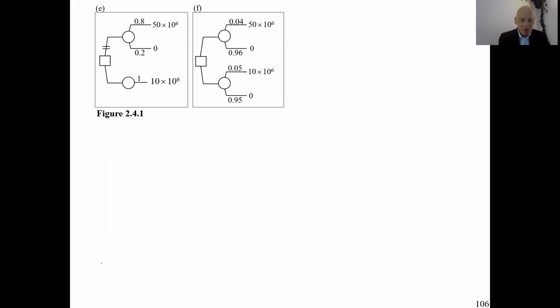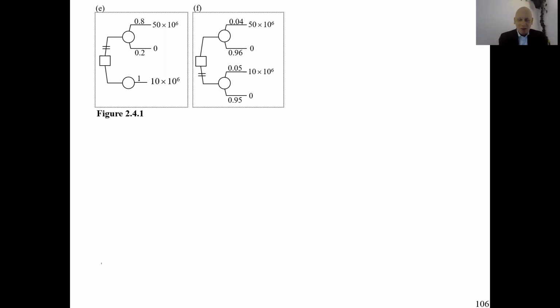So in the left figure E, the lower prospect is preferred. People rather have the 10 million for sure. Figure F, the upper prospect is preferred. That's how the majority preferences are indicated here. Now, we have already seen as homework that expected utility cannot accommodate these preferences. They are violating expected utility.